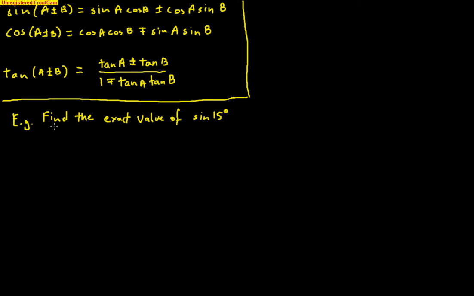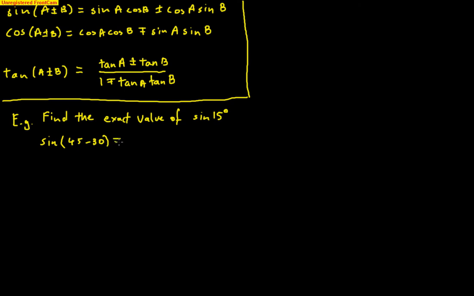Let's say we wanted to find the exact value of sine of 15 degrees. Now, using our difference formula that we have above, we can think of 15 degrees as sine of 45 take 30. 45 take 30 is still 15, so we haven't changed anything, we've just changed the way it looks.